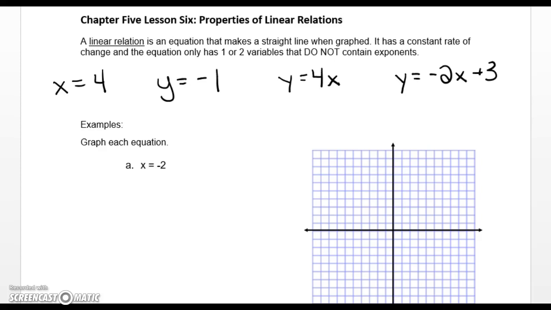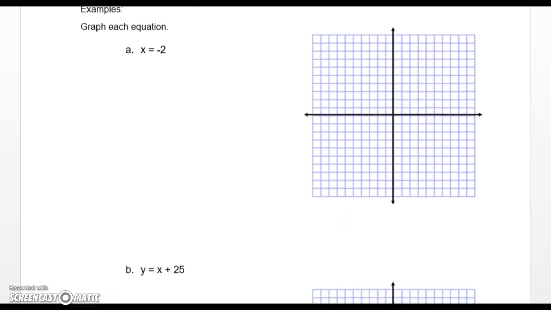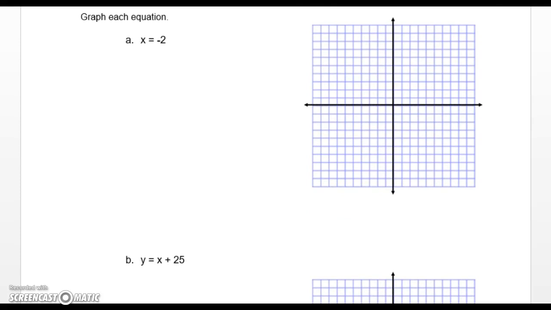So we're going to look at example number 2a and b from your notes. Here we're just going to be looking at graphing these equations. This is a bit of a review from grade 9. In this first equation, we have x is equal to negative 2. This one is kind of special because there's not a whole lot of work that we can do for this type of graph.